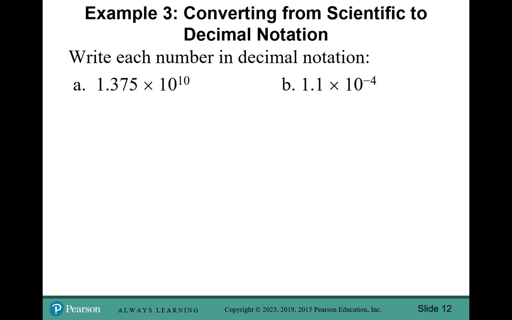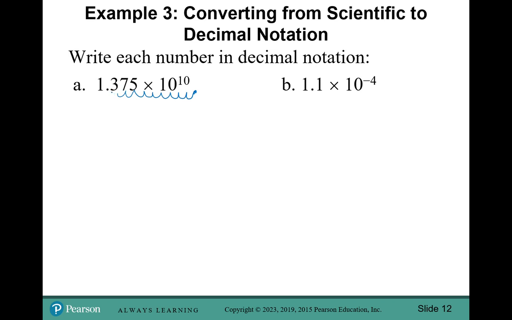So write each number in decimal notation. In our first example here with a, we have 1.375 times 10 to the 10th. Because we have a positive exponent here on our 10, we're going to move our decimal 10 places to the right. 1, 2, 3, 4, 5, 6, 7, 8, 9, 10. Each place that's not already filled here.